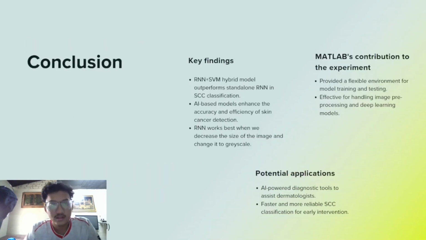Next is the conclusion of our experiment. The key findings are, first, the hybrid model, which is the RNN and SVM, outperforms standalone RNN in SCC classification. The second is that AI-based models can enhance the accuracy and efficiency of skin cancer detection. And RNN works best when we decrease the size of the image and change it to grayscale.